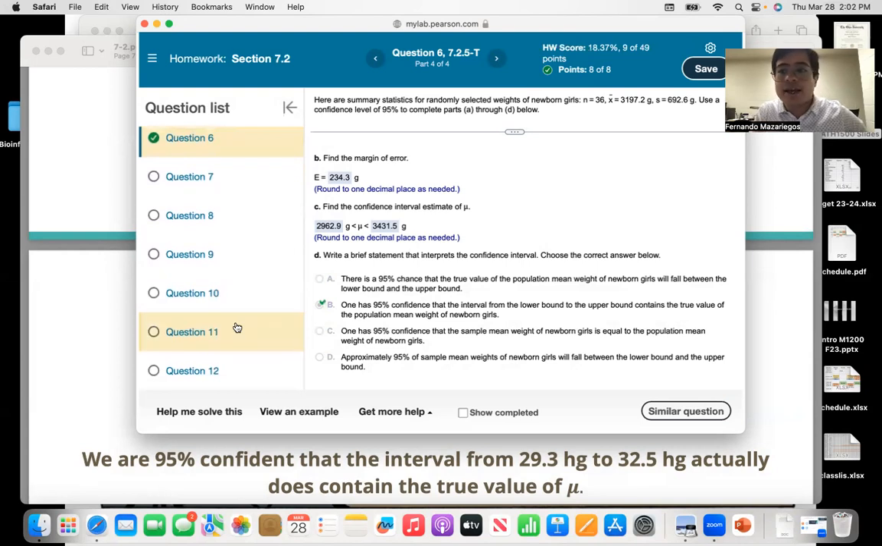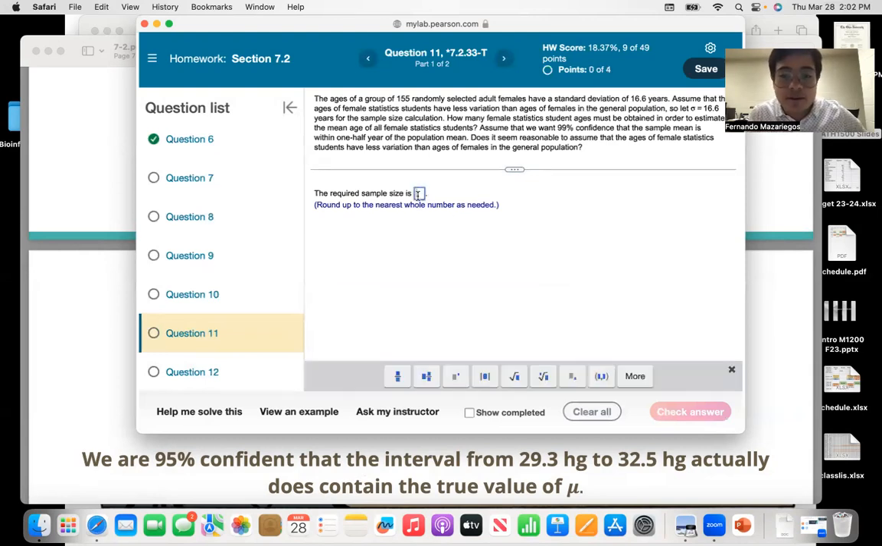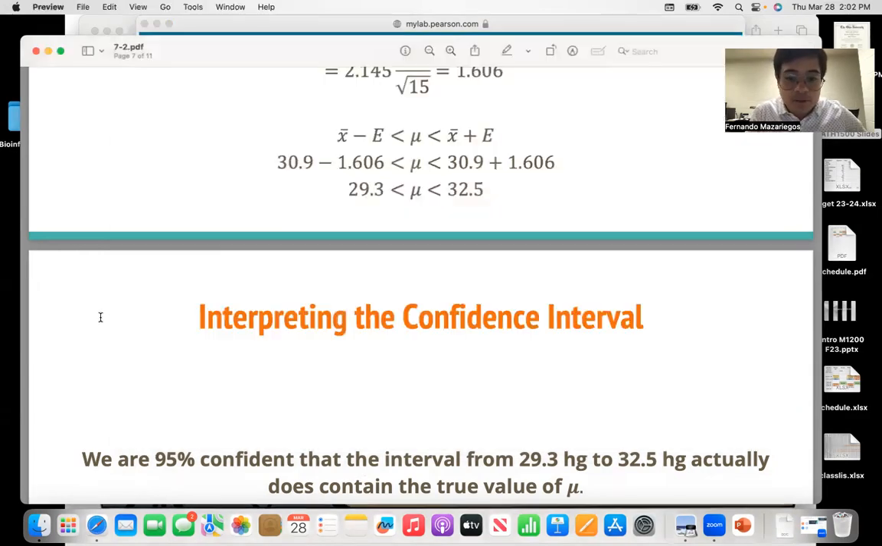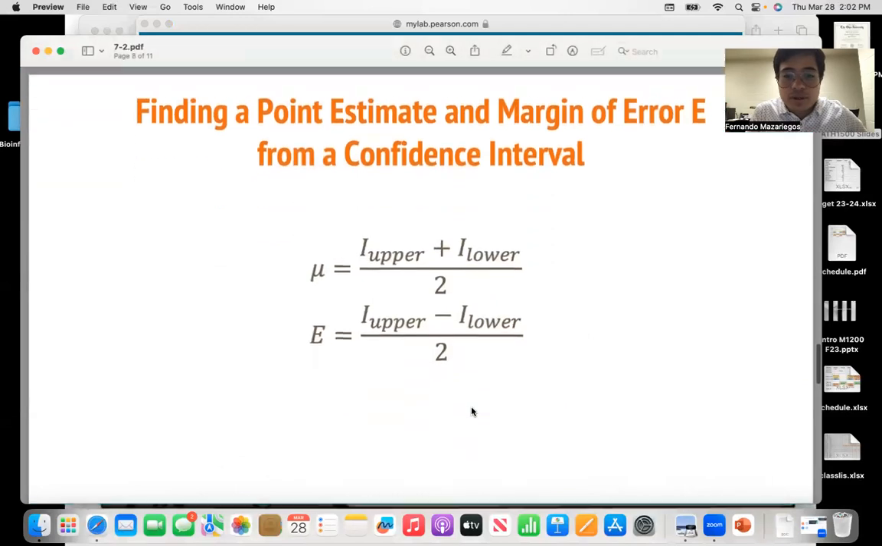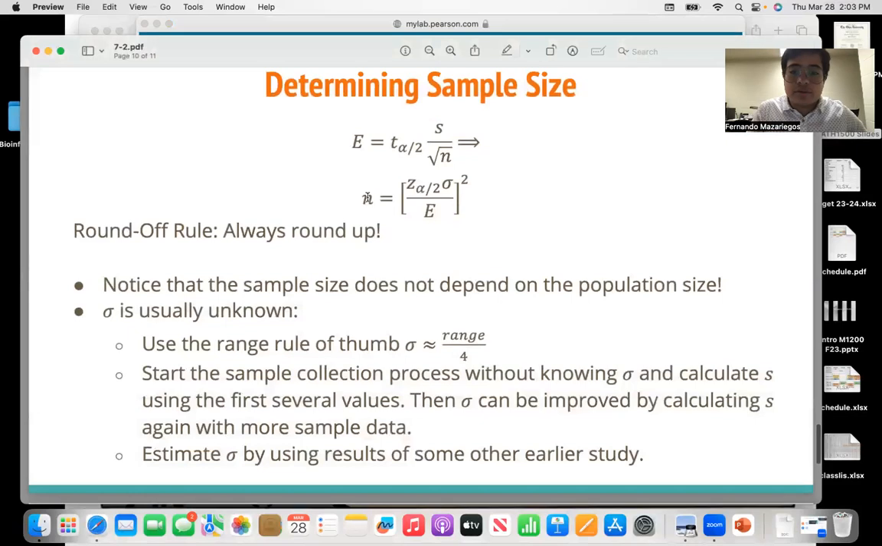And just as in section 7.1, we can also find sample sizes in section 7.2. The formula is going to be similar, but it's not going to be the same. So this is the formula for a sample size in a mean confidence interval. It's the critical value times the standard deviation over the margin of error, and then we square that. Okay, notice that we are using a normal distribution here.